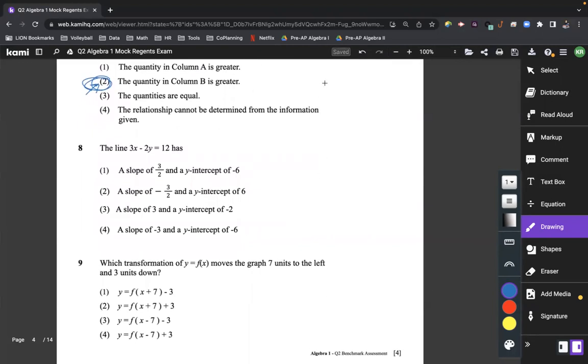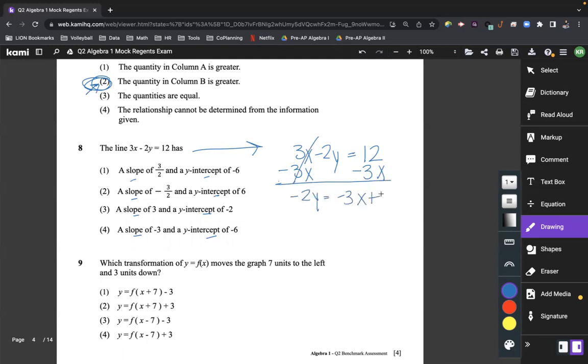Number 8, the line 3x minus 2y equals 12 has. Now, in your answer choices, it's asking you for slope and y-intercept, okay? The only way to know is to convert this into slope-intercept form. So we got 3x minus 2y equals 12. I need to get this y alone, so I'm going to subtract 3x from both sides. Negative 2y equals negative 3x plus 12. Divide everything by negative 2. Okay? Y is equal to, 2 negatives make a positive, so that's 3 over 2 x, minus 6. So my slope is positive 3 over 2, and my y-intercept is negative 6.